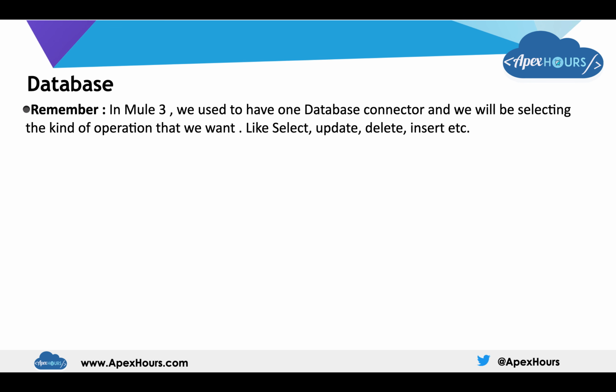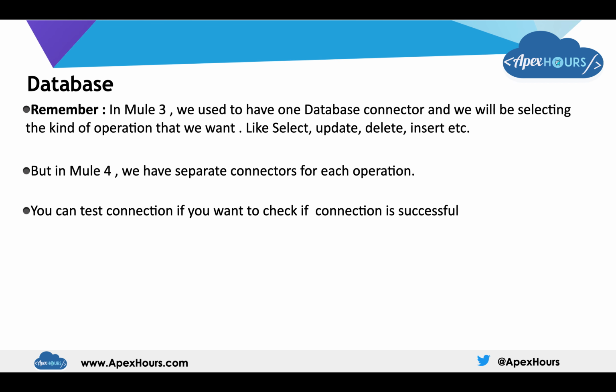Okay, in Mule 3 long back, we used to have one database connector, and when we drag and drop that connector, there used to be a drop down list for us to select the operation, like select, update, delete, and insert. But in Mule 4, we have separate connectors for each operation. That is the advantage in Mule 4. Not only database, in Salesforce and others also, each operation is a connector here in Mule 4. All right, as usual, you can test connection if you want to check if the connection is successful.